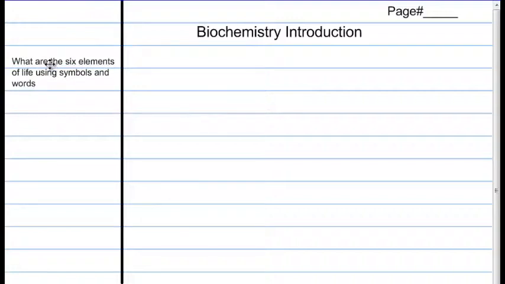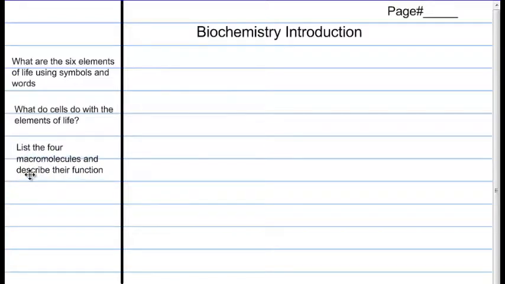So what are the 6 elements of life, using symbols and words? What do cells do with the elements of life? And those can be close together. Okay. And then the last one is list the 4 macromolecules and describe their function. You should have about 2/3 of the space for that last one. Maybe not quite that much. And this is what your note sheet should look like.